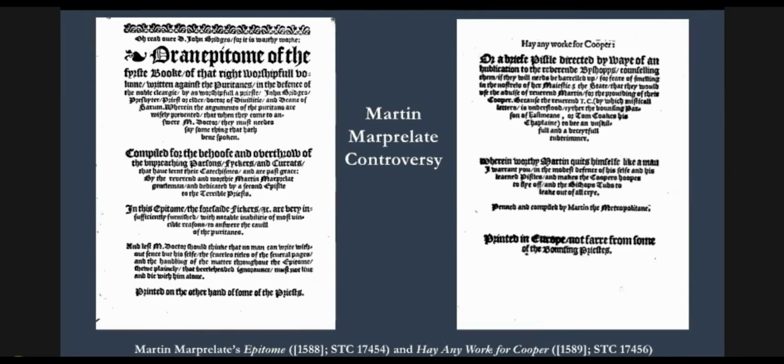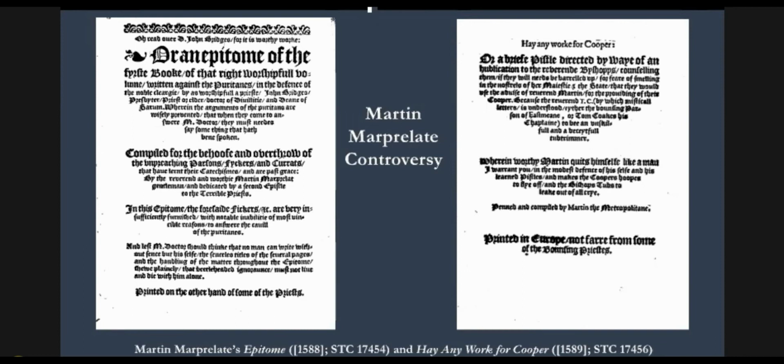In England, during the late 1580s, a number of satirical tracts were published under the pseudonym Martin Marprelate, which attacked the Elizabethan Church and its episcopacy. These scandalous pamphlets were printed secretly by travelling presses, and as one would expect, obscured their publication details. But they did so in a way that brought the imprint into the main text and reflected its satirical and exuberant style. In the tract on the left, the Epitome, the title page describes the text as printed on the other hand of some of the priests.